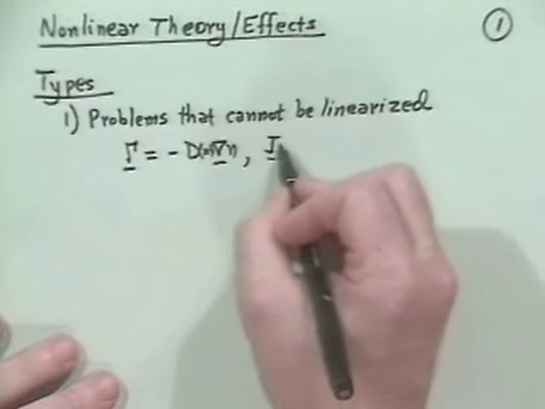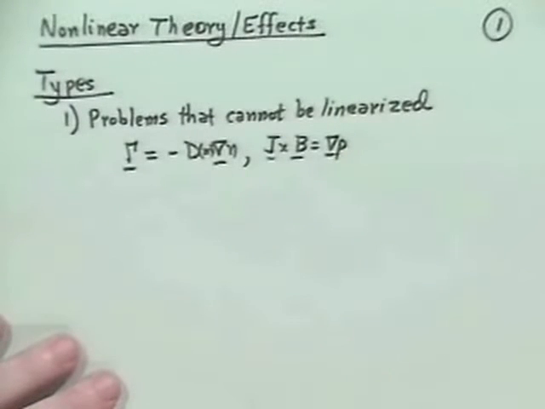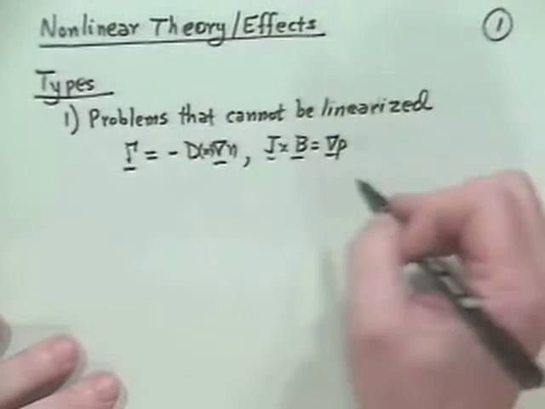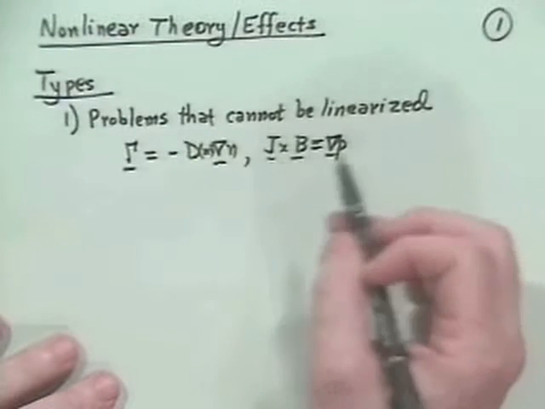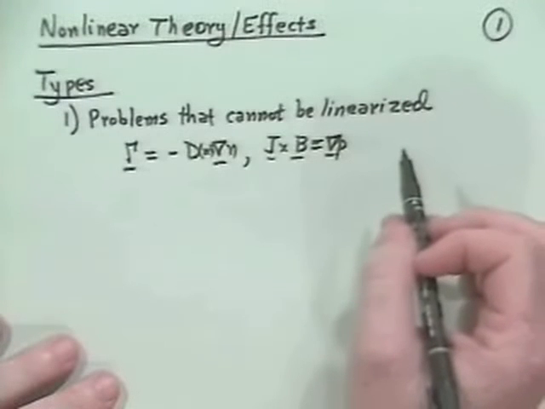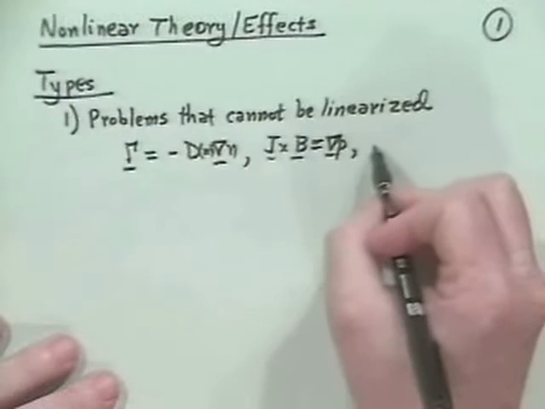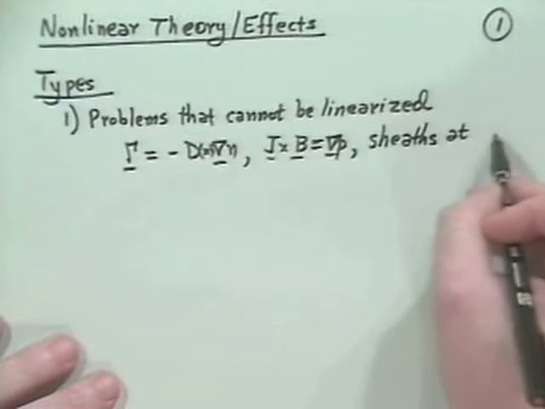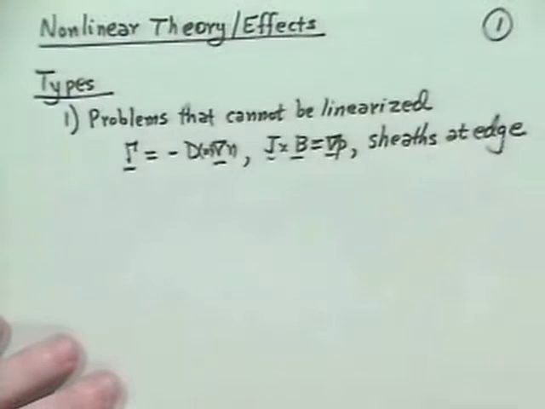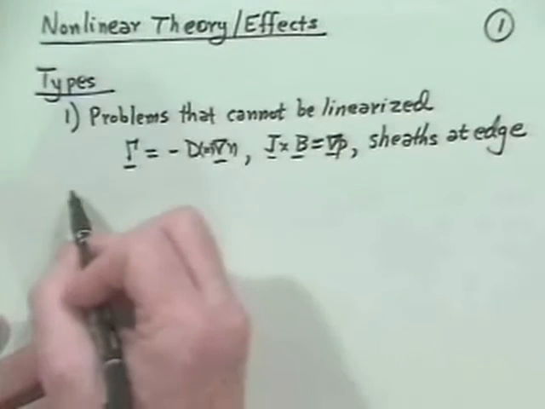Another one is equilibria, which we've dealt with: J cross B equals grad P, and MHD equilibria, magnetohydrodynamic equilibria. If you go back, you'll find we had to balance P plus, roughly speaking, B squared over 2 being a constant. And B squared means some nonlinearity, of course. And then the final one I want to mention here is sheaths at the edge, plasma sheaths at the edge of the plasma. And that's actually what we're going to finally spend most of this particular lecture on.